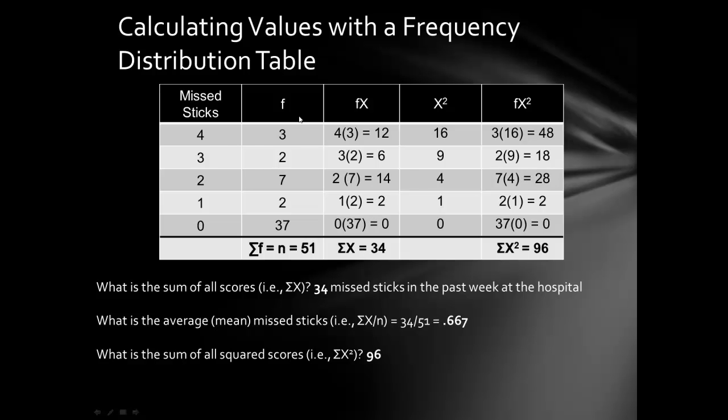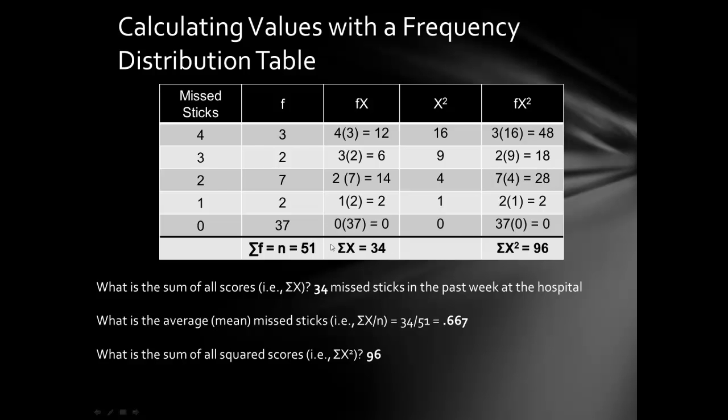So you'll take 4 times 3: 3 nurses had 4 missed sticks, 12 in total. 2 nurses had 3 missed sticks, 3 times 2, 6 total missed sticks. 7 nurses had 2 missed sticks, 7 times 2 gives you 14 total missed sticks. 2 times 1: 2 nurses had 1, so 2. And 37 times 0 is 0. So when you add all these together, that gives you the true sum of X, the true total missed sticks in the sample.